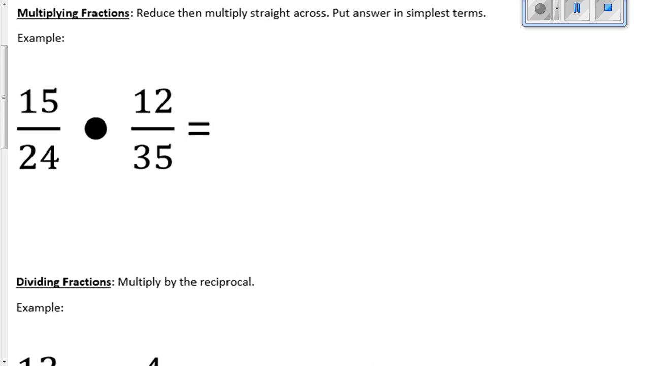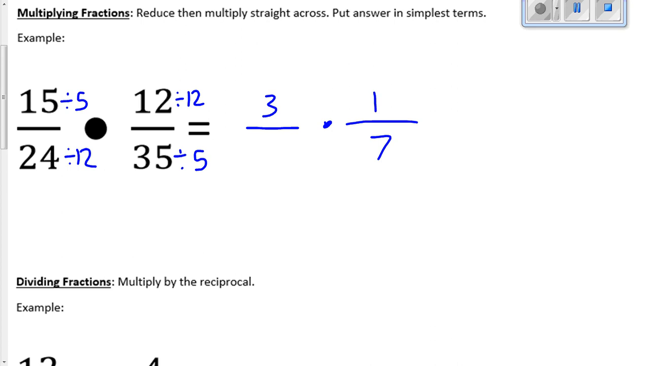So I look at this and I know that 5 goes into 15 and 5 would also go into 35. So I'm going to divide 5 and 15 by 5, and I'm going to divide 35 by 5. So 15 divided by 5 is 3 in the numerator for this fraction. And then the other fraction, I'm going to have a 7 as the denominator because 35 divided by 5 is 7. Now let's look at 24 and 12. I know that 12 goes into 24 evenly, so I can divide 12 by 12 and 24 by 12. So 12 divided by 12 is 1. 24 divided by 12 is 2.